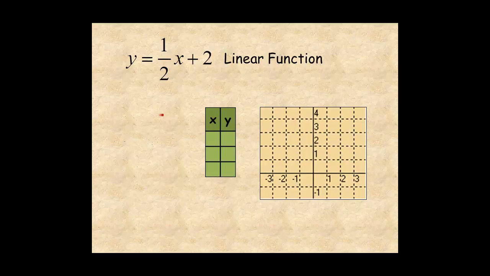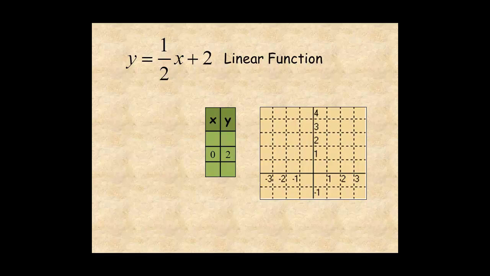Substitute x equals 0 into the equation. This gives 1/2 times 0 plus 2, which is 0 plus 2, which is 2. Save the ordered pair 0, 2 in a table. Since the x variable is multiplied by 1/2, the next two values need to be divisible by 2.